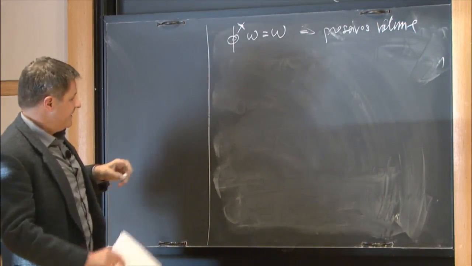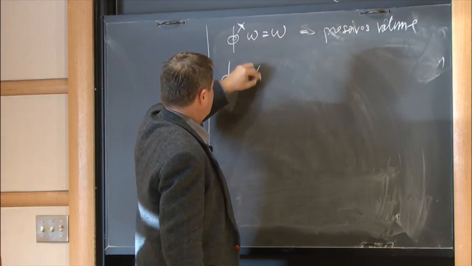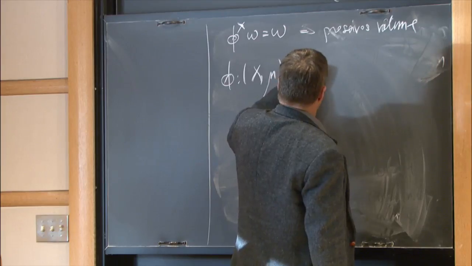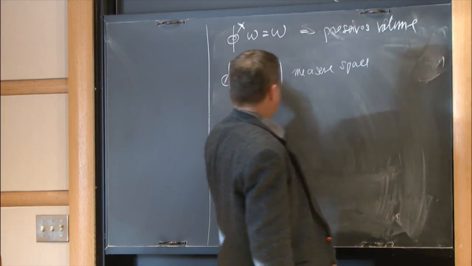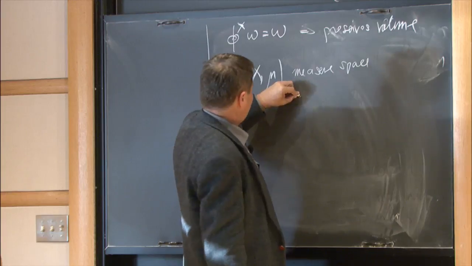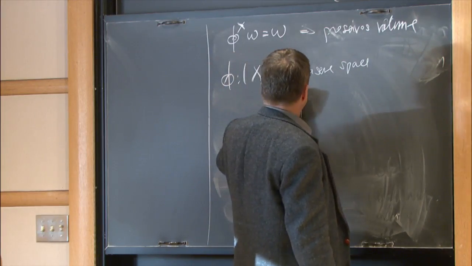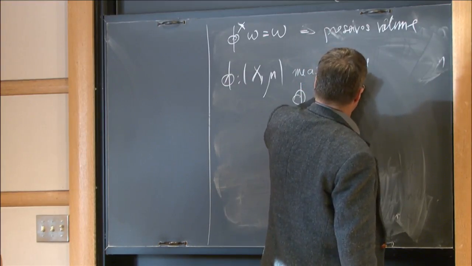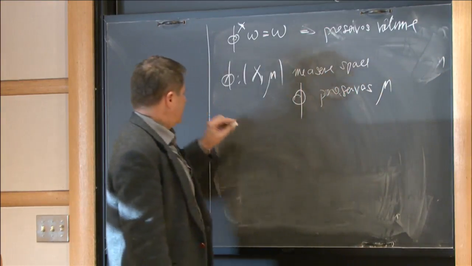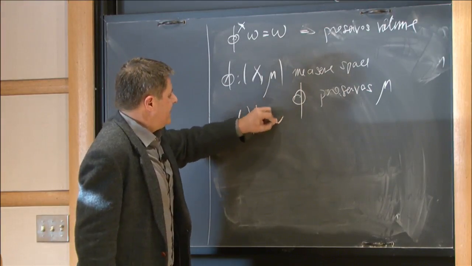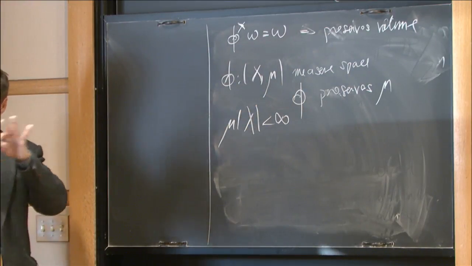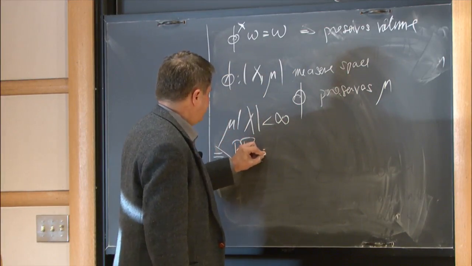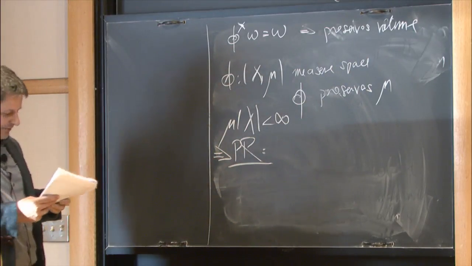Once we have volume preservation, we can go in a much more general context. If we have a measure space X with some measure mu and phi preserves the measure mu, then if the entire space has finite measure, we have Poincaré recurrence in several different formulations.